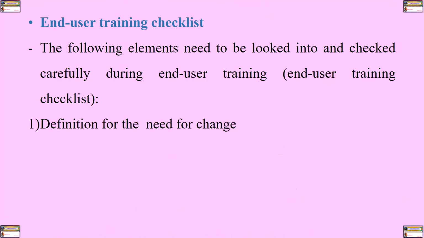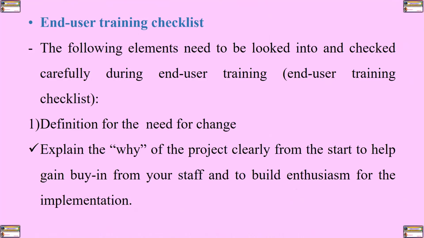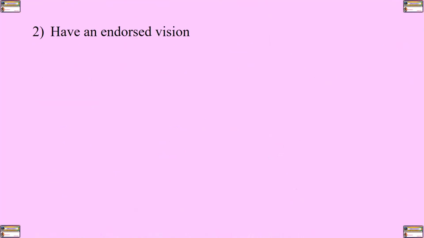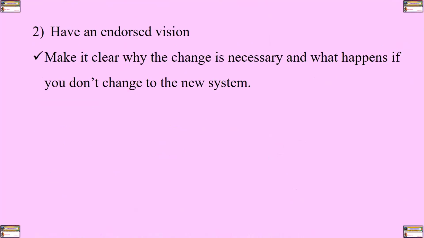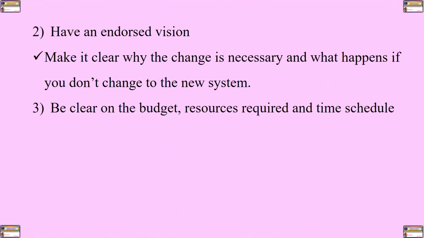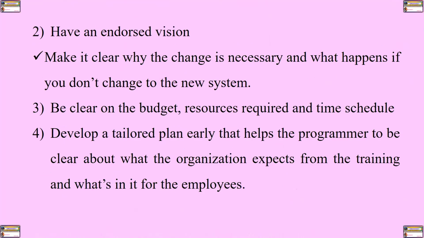Number 1 is the definition of the need for change. Explain the why of the project clearly from the start to help gain buy-in from your staff and to build enthusiasm for the implementation. Number 2, have an endorsed version. Make it clear why the change is necessary and what happens if you don't change the system. Number 3, be clear on the budget, resources required, and time schedule.